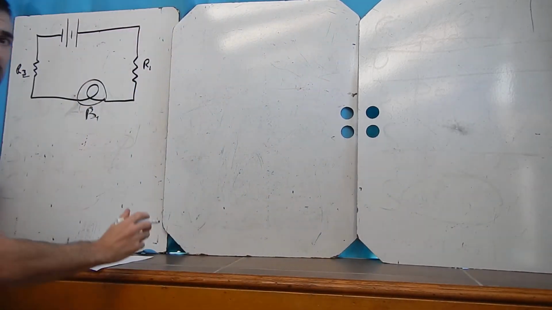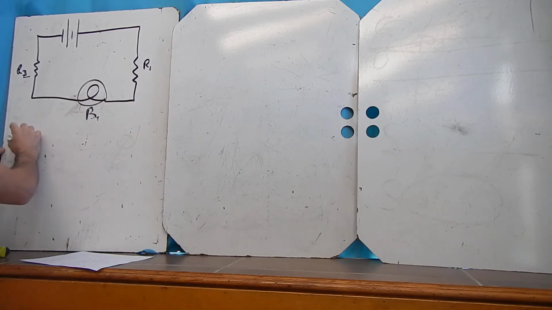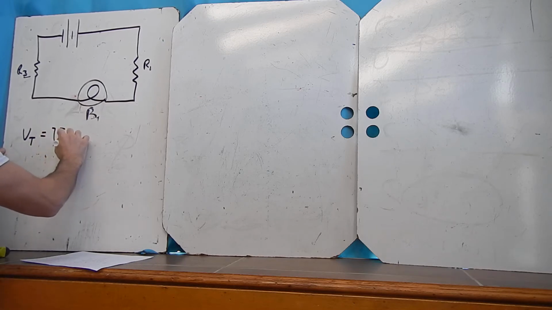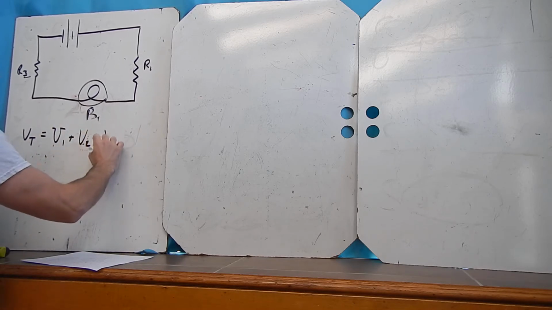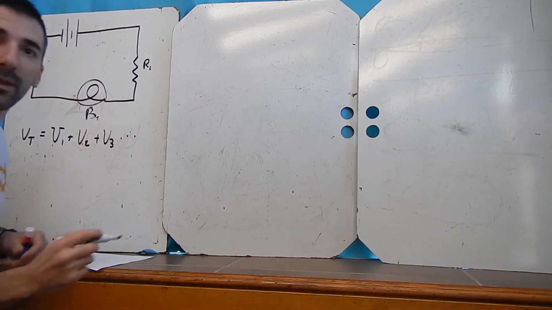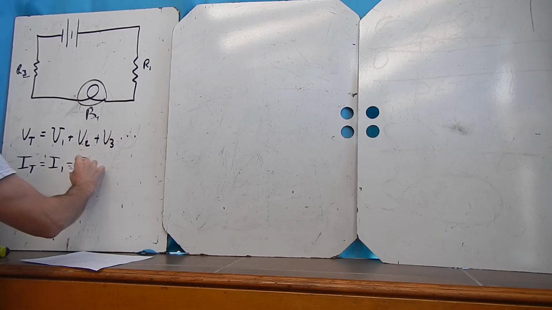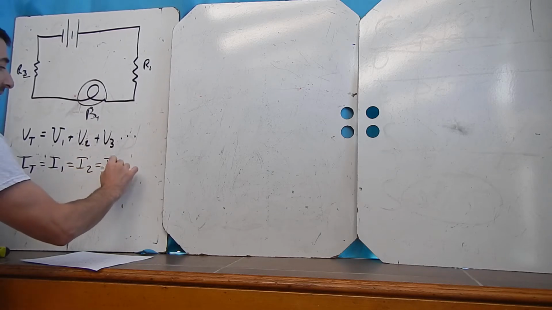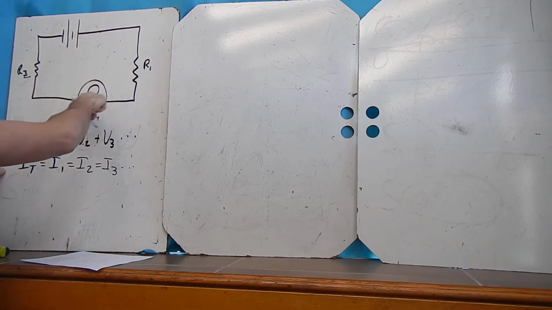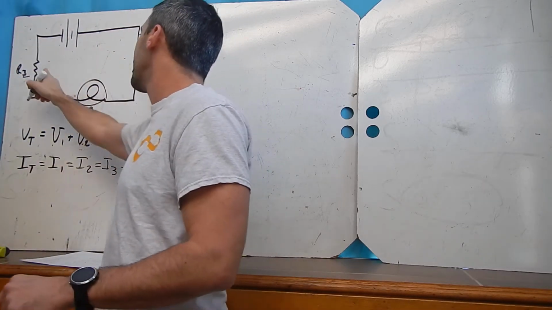So my rules for the circuits, I may be off camera, I don't know. My voltage rule was V total equals V1 plus V2 plus V3, etc. No matter how many things we have, we add them all up. My current rule was I total equals I1 equals I2 equals I3. That means the current that goes through everything on here, through that and through that and through that, is the same.